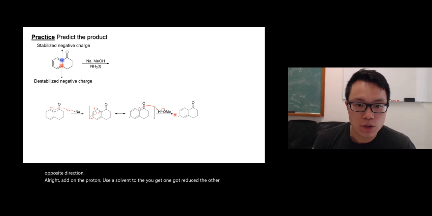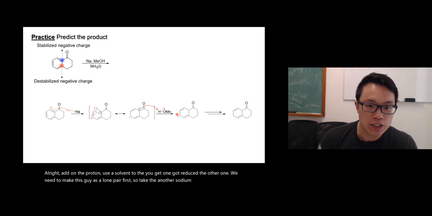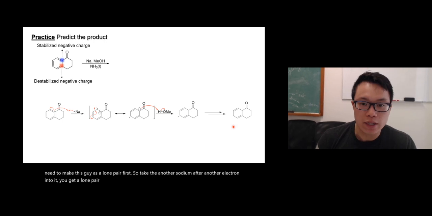The other one, we need to make this guy a lone pair first. So take another sodium, add another electron into it, and you get a lone pair. Protonate with the solvent, and you get this compound.